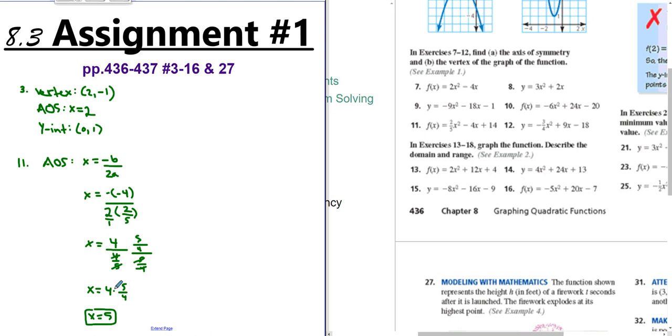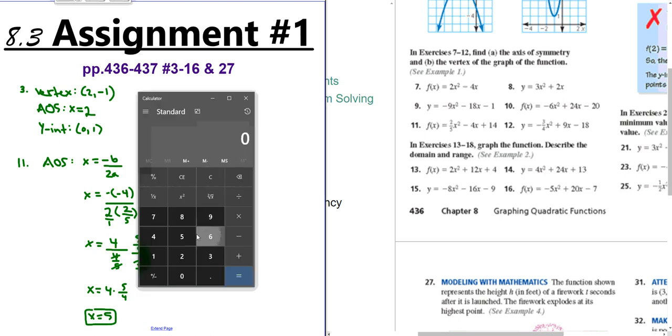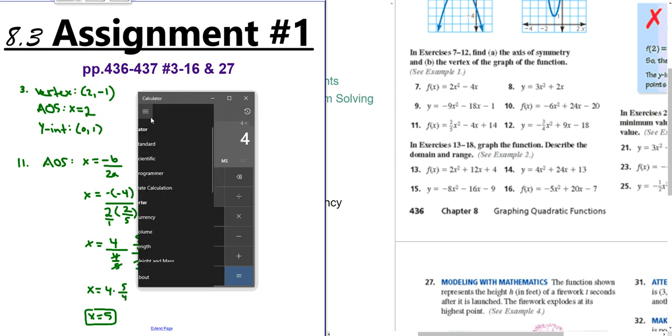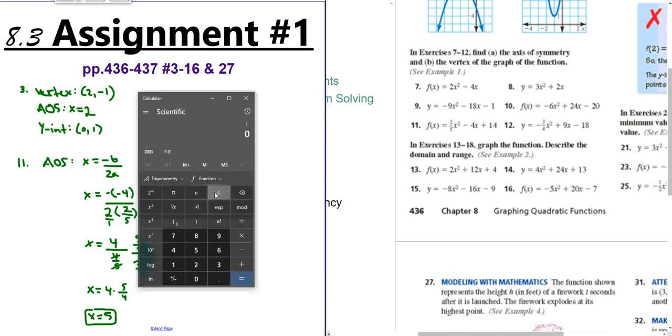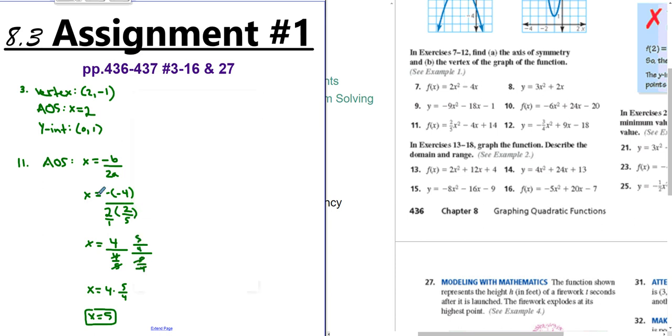If you need to use a calculator, that's okay. So 4 divided by 4/5, you could use a calculator. Just be careful. If you do 4 divided by, you're going to want to put parentheses: 4 divided by parentheses 4/5. If you don't, some calculators can do it correctly and some cannot. Let me just see if this one gets it right. 4 divided by 4/5. And it doesn't give me the right answer because it's doing 4 divided by 4 first and then divided by 5. So you need to do 4 divided by parentheses 4 fifths, and then it will give you the right answer. All right, so that's number 11, axis of symmetry.